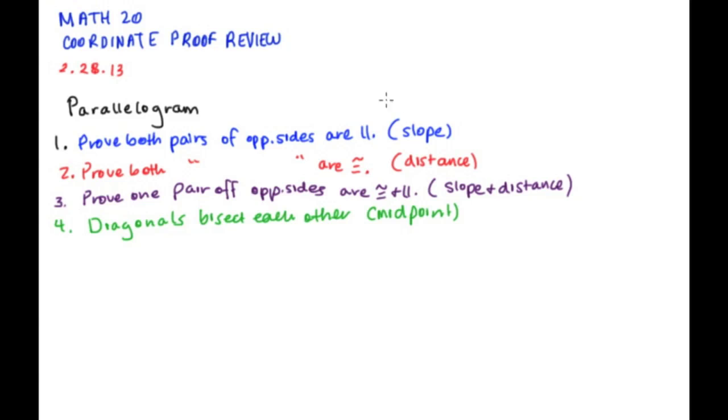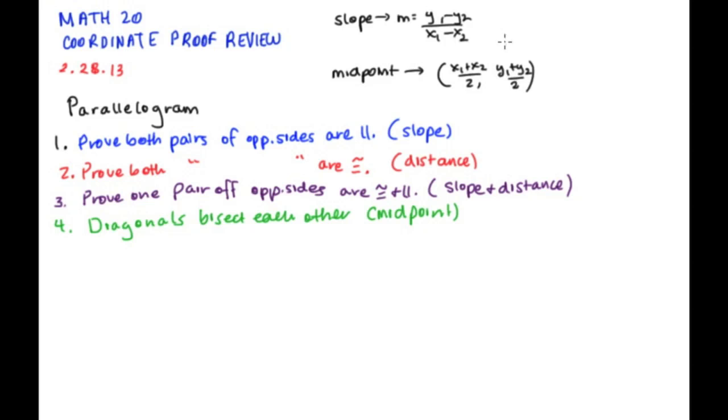And up here I'm going to have all the formulas here. So for the slope, you have m, which is slope, it equals y1 minus y2 over x1 minus x2. That is always going to be your slope. Your midpoint is the average of x over the average of y, so it's going to be x1 plus x2 over 2, comma, y1 plus y2 over 2.